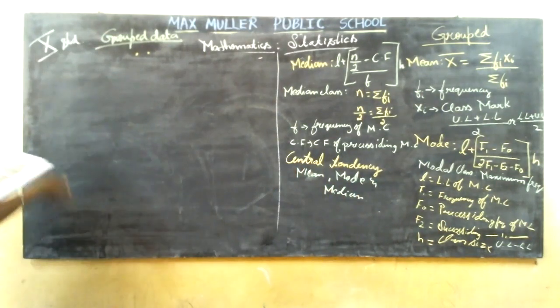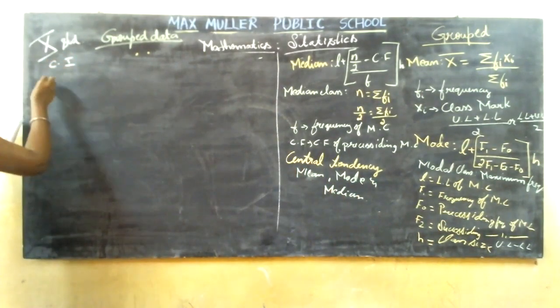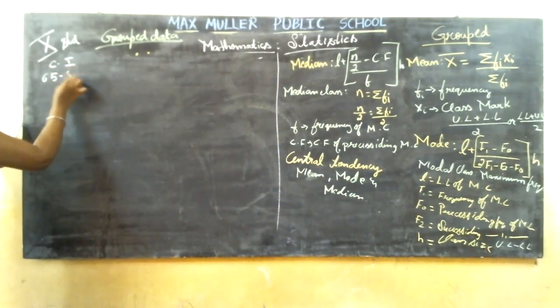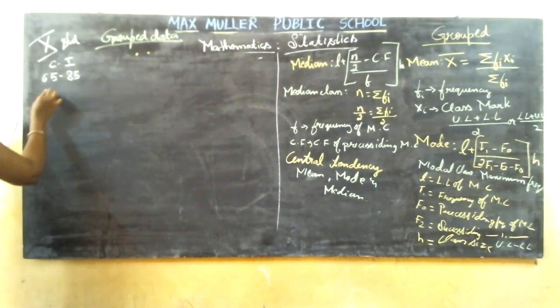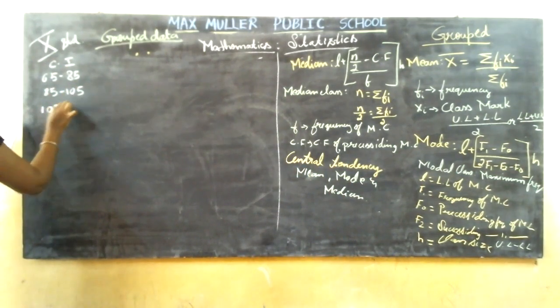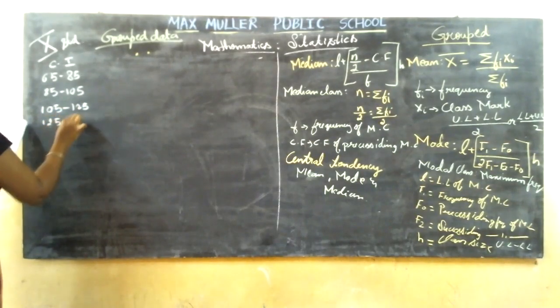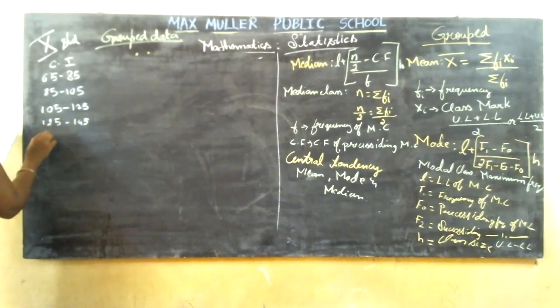Okay. So let me write the tabular column. I'll take it as CI itself directly: 65 to 85, 85 to 105, 105 to 125, 125 to 145.